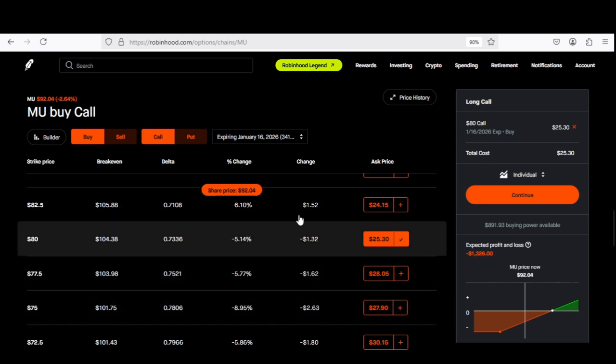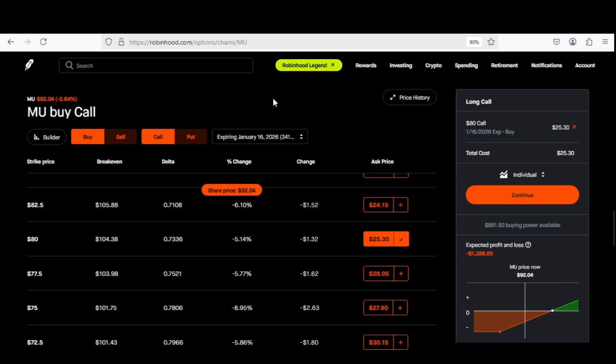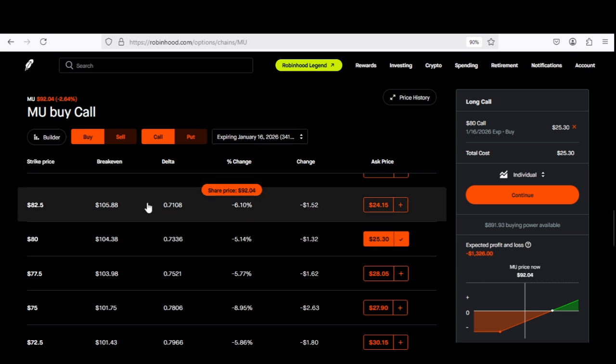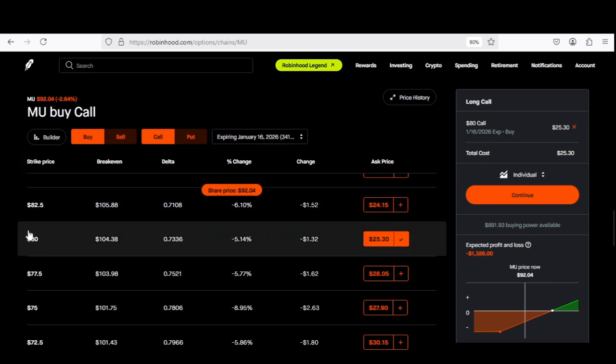Now let's do a quick summary of how to buy a LEAPS option. In order for you to buy a LEAPS option, you need to first go to buy and call, and you're going to choose an expiration date based on your own risk tolerance and preference. After you do that, you're going to go ahead and choose a strike price below the current share price. Once again, that's going to be based on your own risk tolerance and preference.